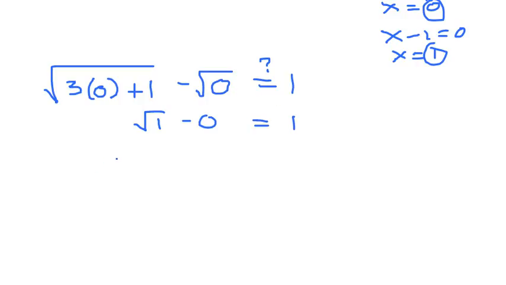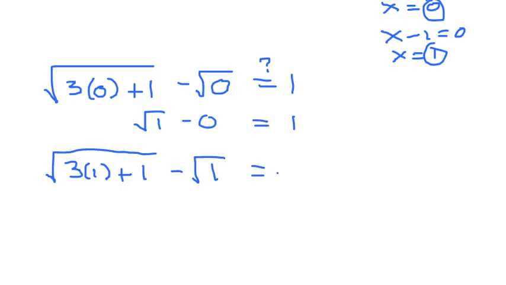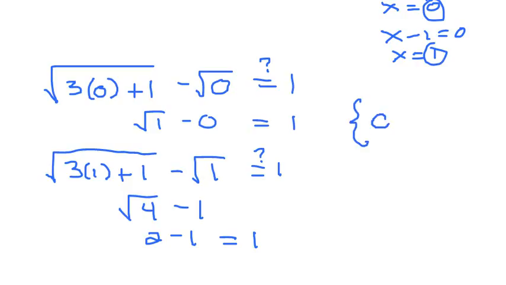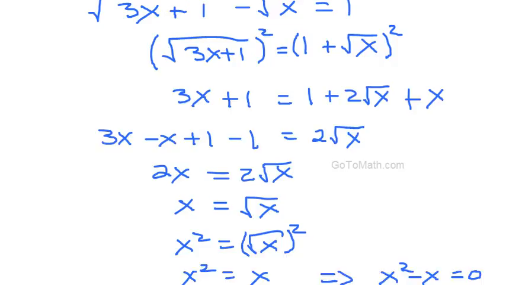Alright, let's now try 1. 1 was another possible solution. So we have 3 times 1 plus 1 minus the square root of 1, and is that equal to 1? So that's going to be 3 times 1 is 3, plus 1 is 4. Let's just go ahead and put 1 there. 2 minus 1 is equal to 1. Alright, so our solution set this time contains 0 and 1. I think it's been a while since we've had two solutions. Okay, 0 and 1 are the solutions.